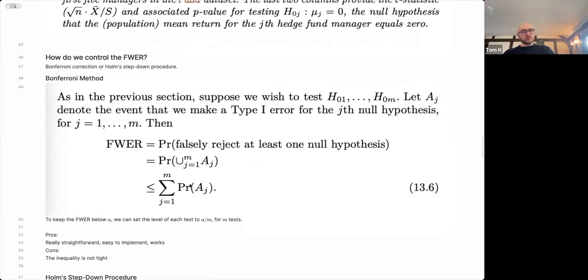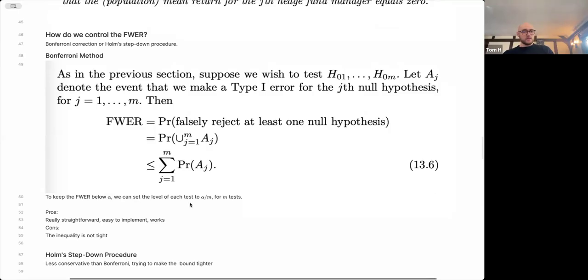Cool, so that's the pros of this method. It's really straightforward, very easy to implement, and it works. But the downside is that this inequality is really not tight. This can be a massive overestimation, which means that you're being more restrictive than you need to be. And so we look to Holm's step-down procedure, which is a way of trying to make this a bit tighter and not having to be overly conservative, basically.